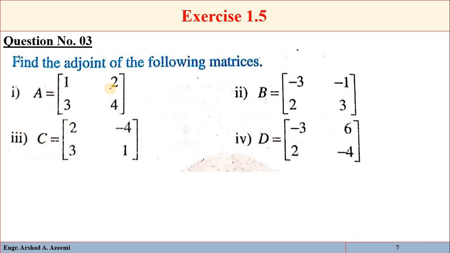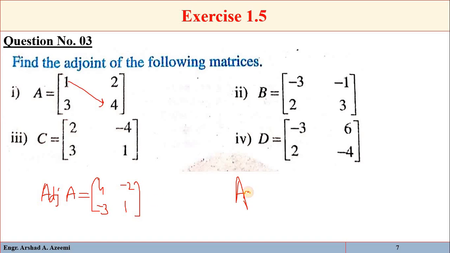Question number 3, find the adjoint of the matrices. So for matrix A, it is represented like this one. Adjoint of A is equal to, interchange the main diagonal elements, meaning interchange 4 with 1, and just change the sign of the other elements. Okay, so that is the adjoint of A.